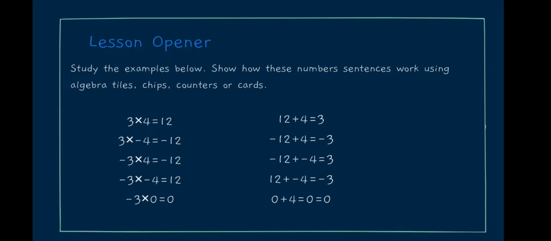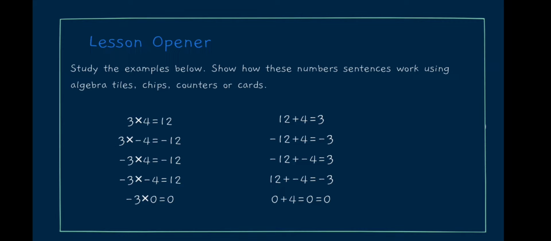12 divided by 4 is equal to 3. Negative 12 divided by 4 is equal to negative 3. Negative 12 divided by negative 4 is positive 3. 12 divided by negative 4 is equal to negative 3. 0 divided by 4 is equal to 0.